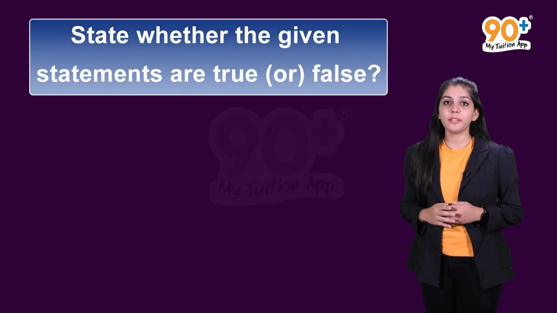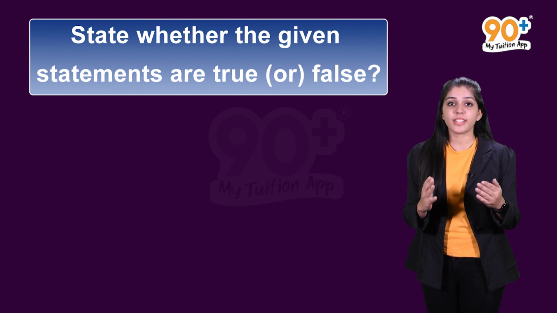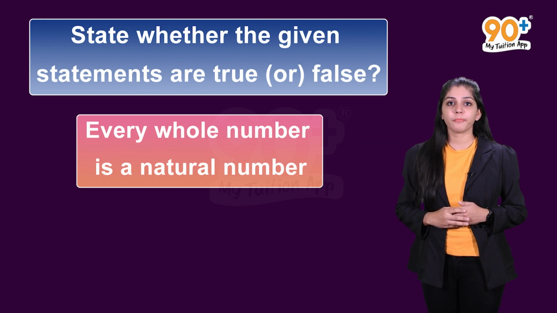Students, note that there are infinitely many natural numbers, infinitely many integers and there are infinitely many rational numbers between two integers. Let's discuss some examples. State whether the following statements are true or false. Justify your answer. And the first statement is, every whole number is a natural number.